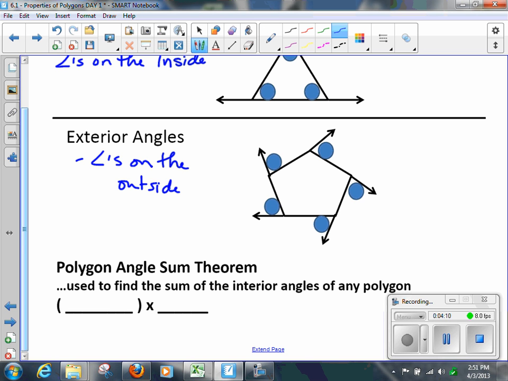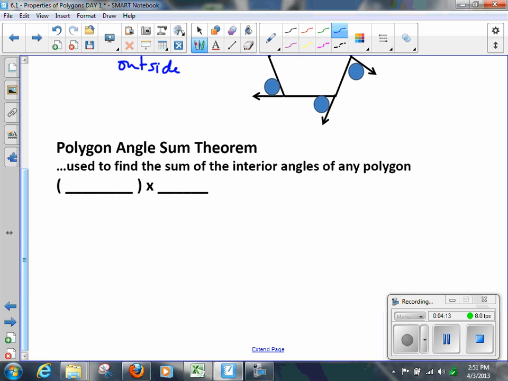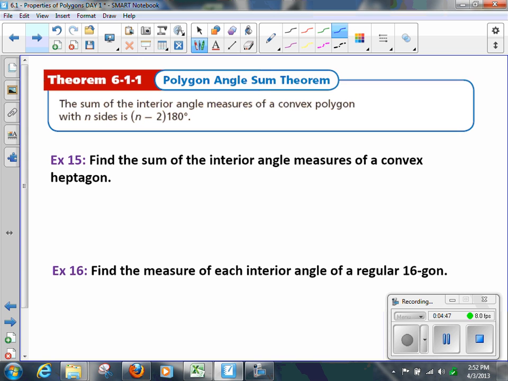Now, the polygon angle sum theorem, and I'm not going to call it that. I'm going to say, how do we find the sum of the interior angles of any polygon, and what are you going to tell me every time? N minus 2 times 180. N is the number of sides. You have to know that. It will not be provided for you. So easy. You ready? Here we go.